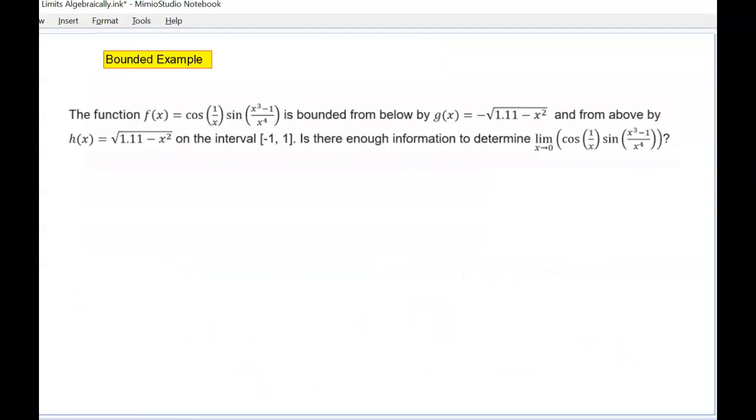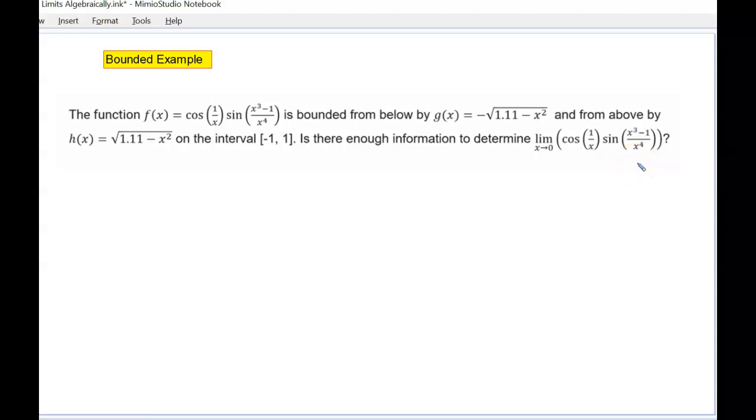Okay, in this next example, they're telling us the function f of x is cos 1 over x times sine x cubed minus 1 over x to the fourth, and it's bounded below by the function g of x, and bounded above by the function h of x on the interval -1 to 1. Is there enough information to determine whether the limit of the product of cos 1 over x by sine x cubed minus 1 over x to the fourth equals 0?